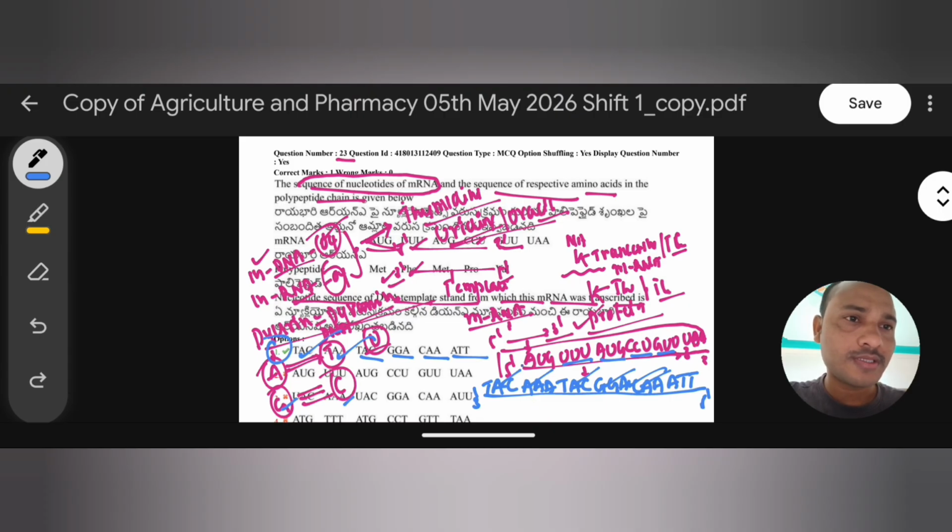Sometimes a template DNA strand is given, then we have to find out the mRNA. Then U plays an important role, because mRNA includes U only. But here the mRNA sequence is already given, so we have to find out only the DNA strand. So the first MCQ is the right answer for this 23rd question.